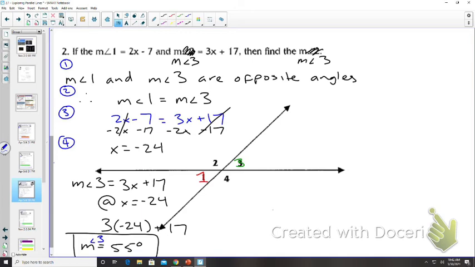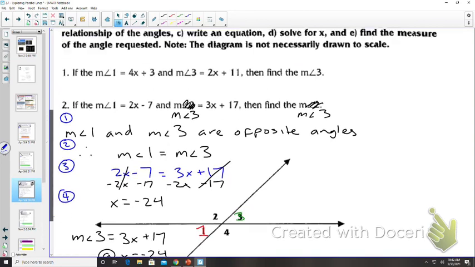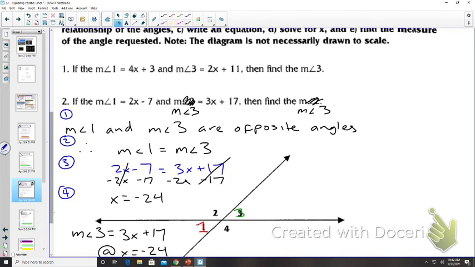Questions? Concerns? Are we feeling okay? So, yeah, we did do it right the first time. It was measure of angle 1 and measure of angle 3. Those are opposite. Okay. Now, let's do the right one.